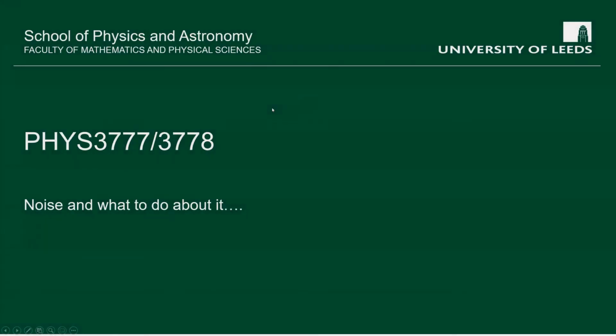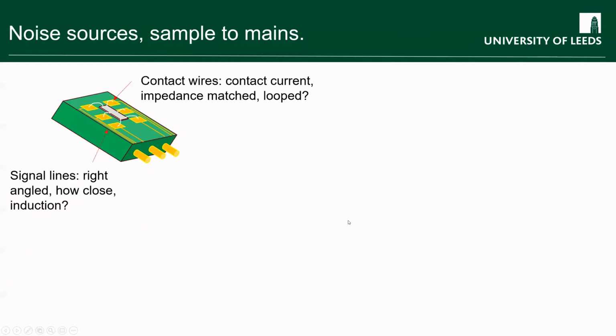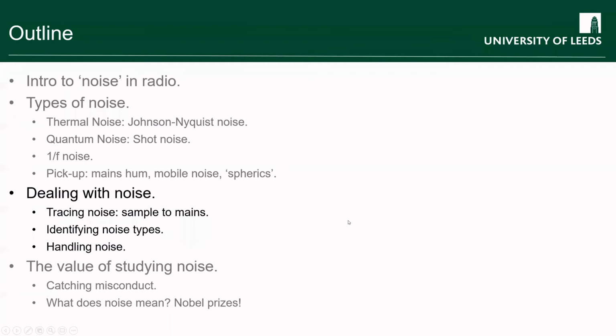So in this part of the Advanced Experimental Techniques lectures on noise, we're going to think a little bit about what we might actually be able to go and do when we realise we have noise in a measurement system. So we're going to talk about ways you can go and deal with noise.